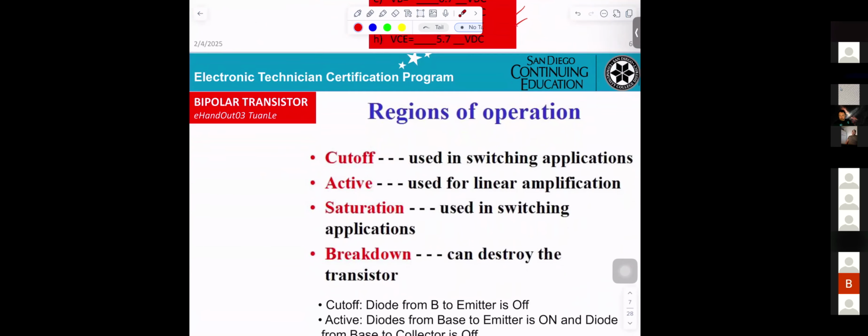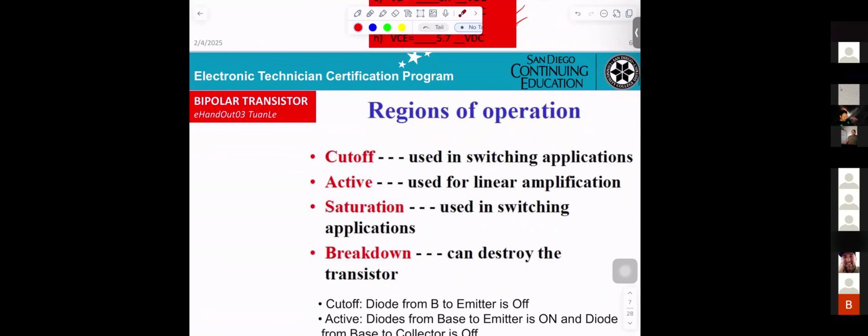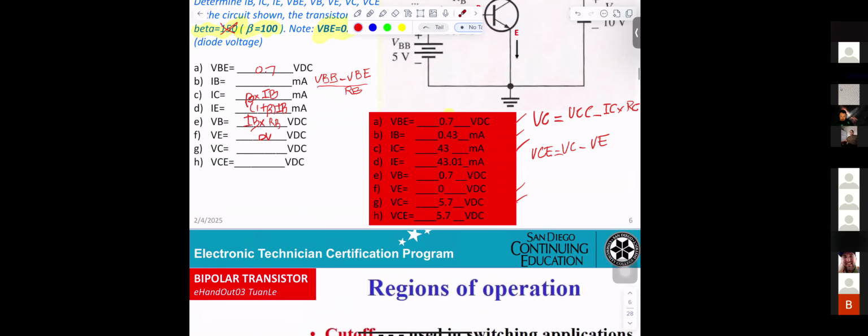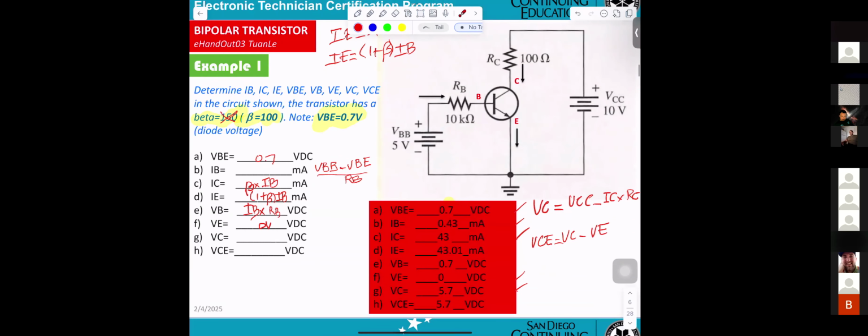Now, quick question. So does a transistor circuit always require two power sources? No, they're not using two power. We'll see later. Okay. The thing is, two power supplies cost more money.